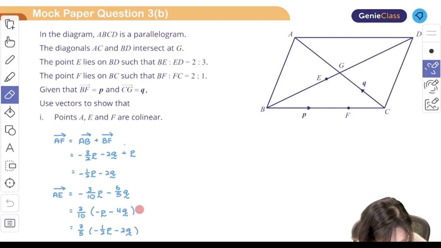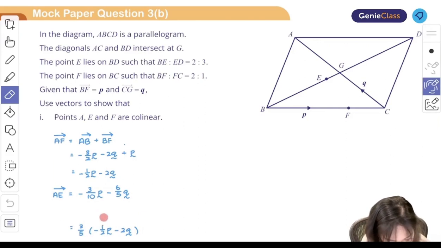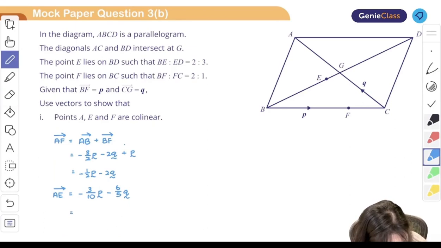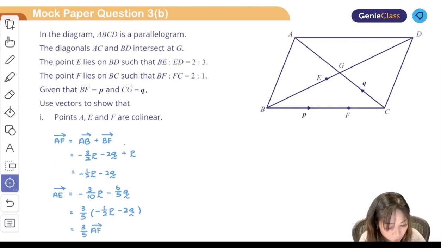So you can actually just factorize out 3 over 5. Yes, thank you, Kavya. So we can factorize out 3 over 5, and we skip this double step. So I factorize out 3 over 5. Then I have negative half p minus 2q, which I know is equal to vector AF, right? So there I have AE equals 3 over 5 of AF.